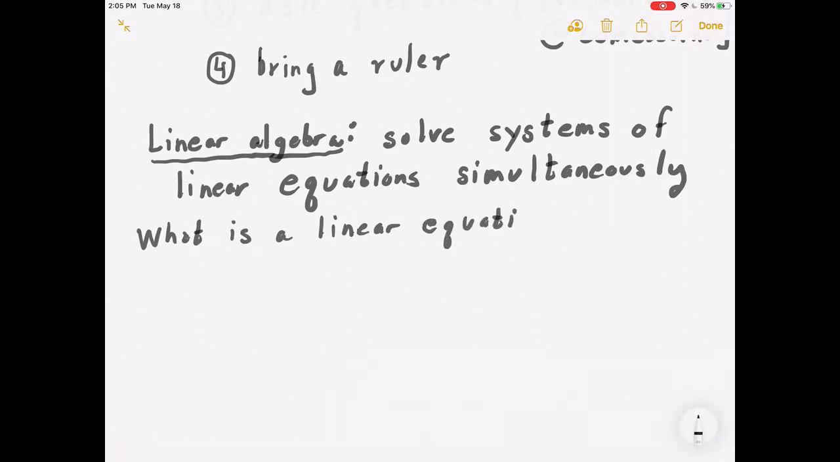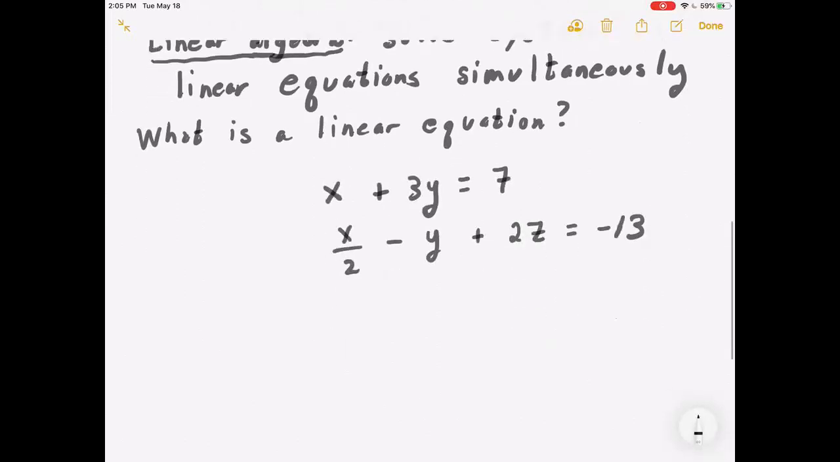So I will give you some examples. Here's an equation. X is an unknown, Y is an unknown. 3 and 7, excuse me, are numbers. That's an example of a linear equation. Here's another example of a linear equation. X divided by 2 minus Y plus 2 times Z equals minus 13. This equation has 3 unknowns, X, Y, and Z, and 1/2, minus 1, 2, and minus 13 are constants.